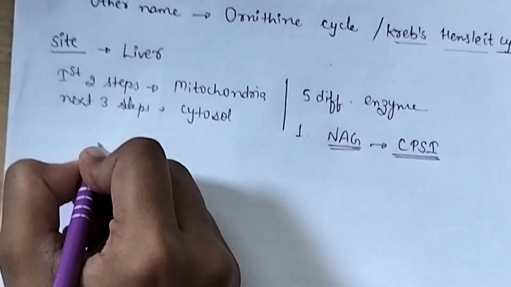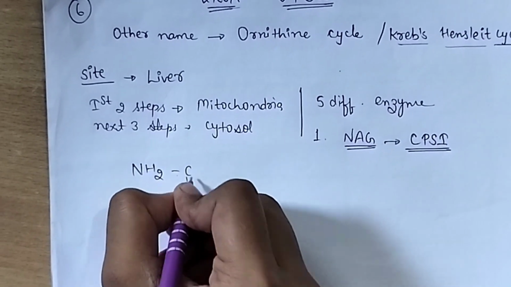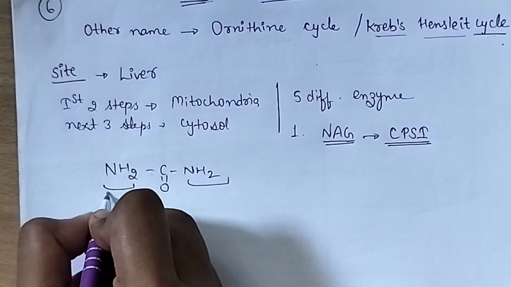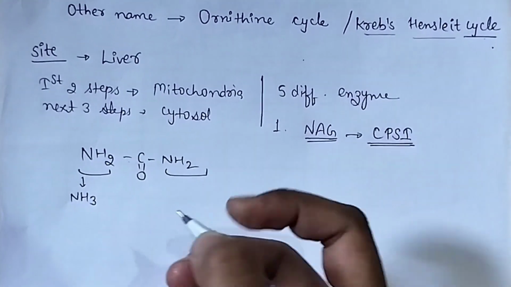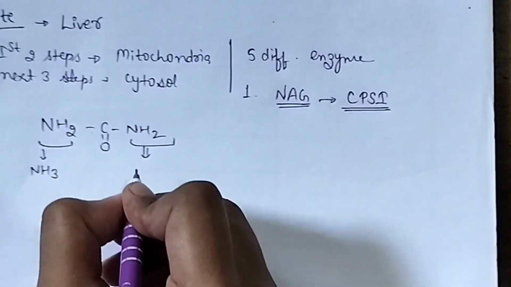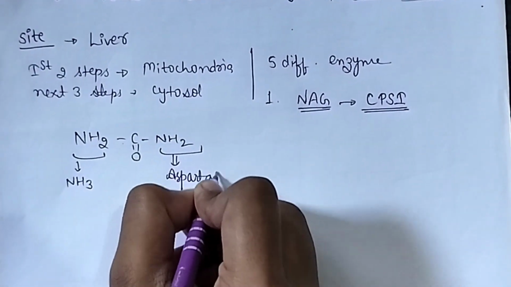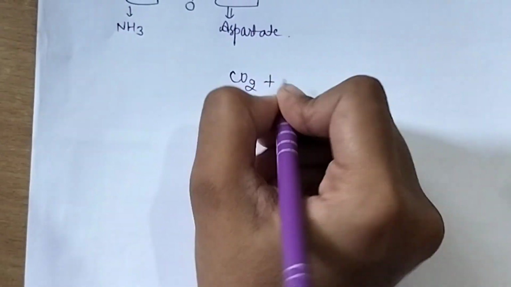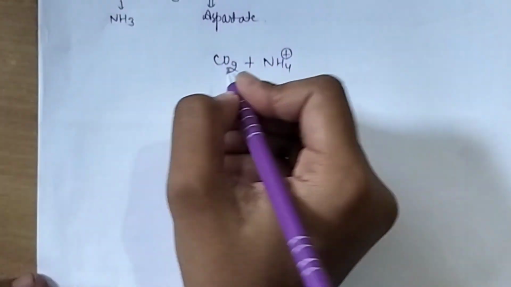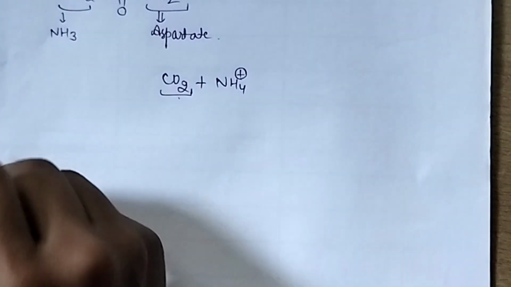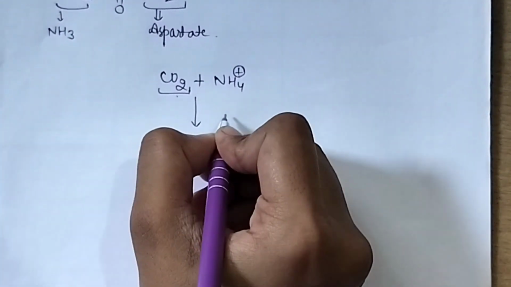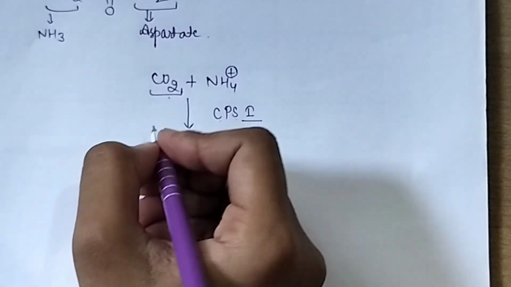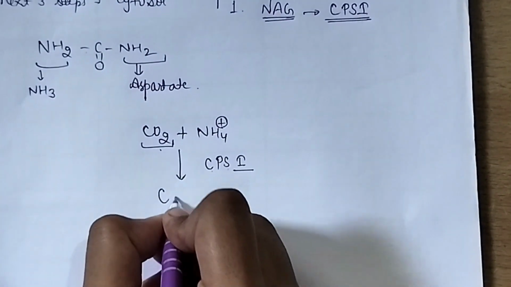Now the molecular formula of urea is NH2-C=O-NH2. It has 2 amino groups. The first amino group comes from ammonia, and the second amino group comes from aspartate. Now we discuss the cycle. CO2 condenses with the ammonium ion. This CO2 comes from the Krebs cycle, and the CO2 and ammonia condense in the presence of CPS1, carbamoyl phosphate synthase 1, and are converted into carbamoyl phosphate.